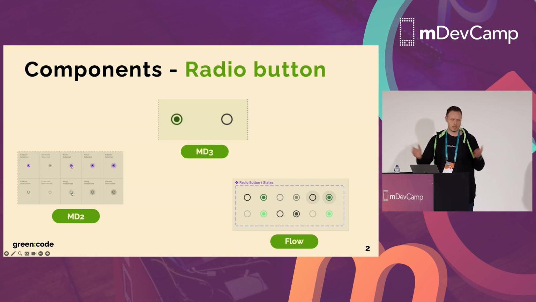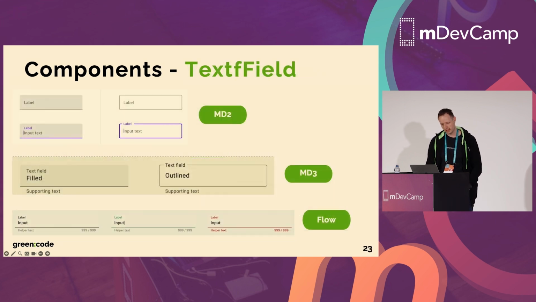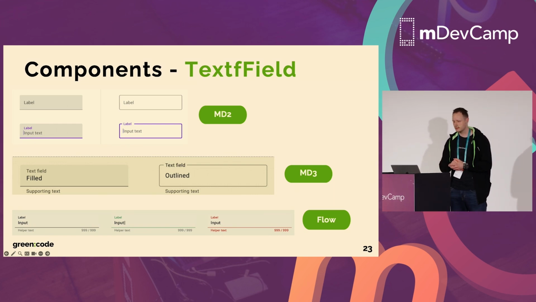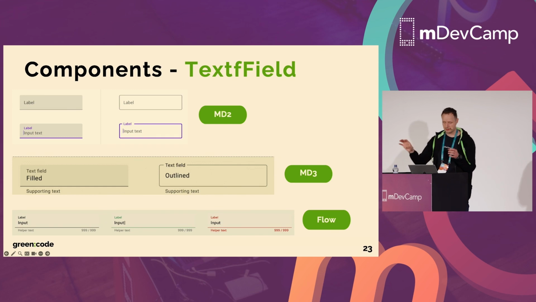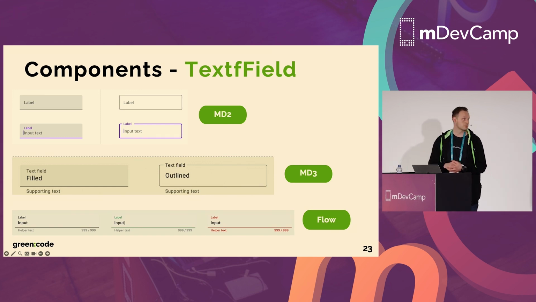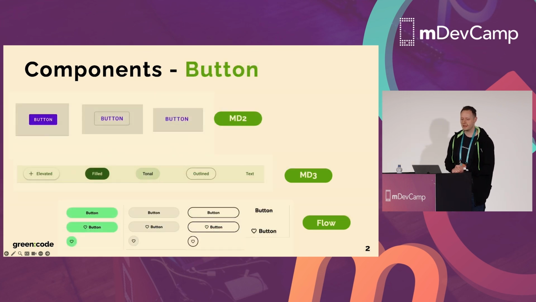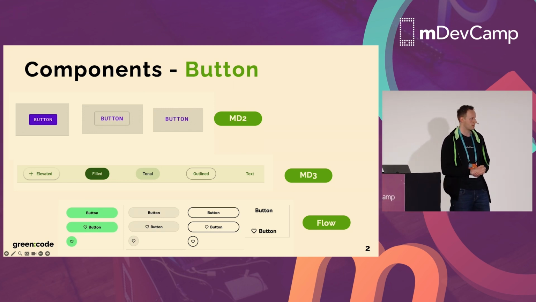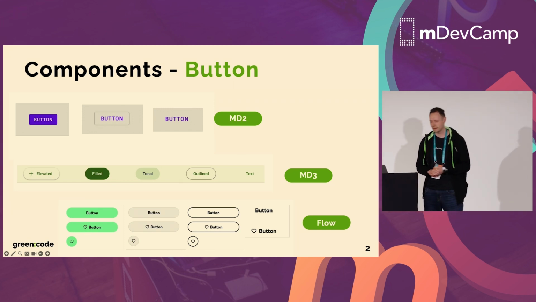Radio buttons, they look the same in Material Design 2 and 3. In code, it's Material Design 2 for us. Text fields, we don't use the outline version, and we take just Material Design 2 and we tweak it a little bit. We added a character limiter and character counter. Components buttons, we use Material Design 3. It's close to that. We don't match Material Design 2.